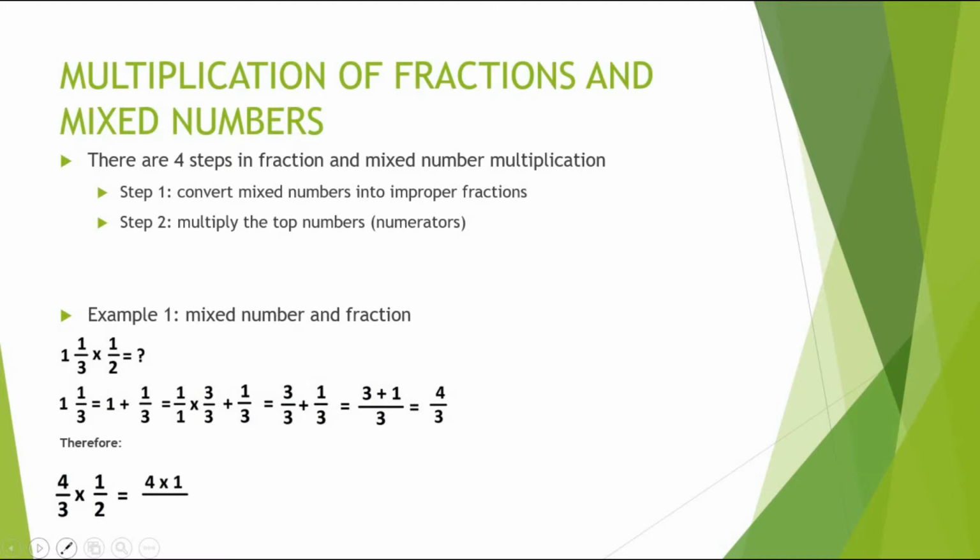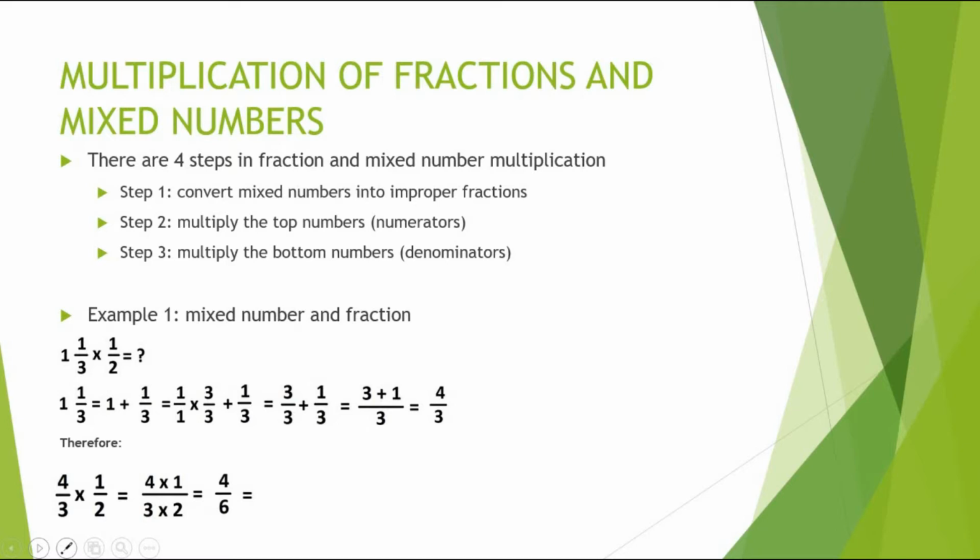Again, we proceed then to the step 2 which is to multiply the top numbers or the numerator. So, it will be 4 times 1. And then we proceed with the step 3, multiply the bottom numbers or denominators which is 3 times 2. Okay? So, then we come up with 4 times 1 all over 3 times 2 which is 6. So, ang ating sagot is 4 over 6.